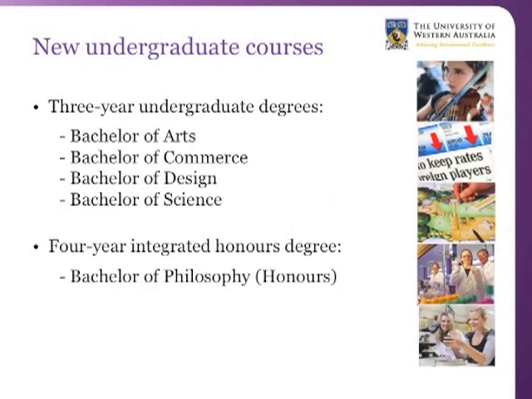UWA offers several undergraduate degrees: Bachelors of Arts, Commerce, Design and Science. These are 3-year degrees, if a student passes 4 units each semester over 3 years. However, not all students study full-time, and students have up to 10 years in which to complete their degree. We also offer the Bachelor of Philosophy Honours, which has a restricted entry policy.